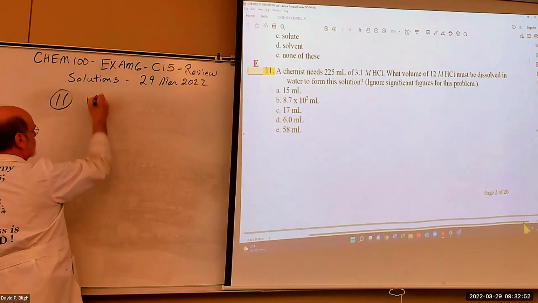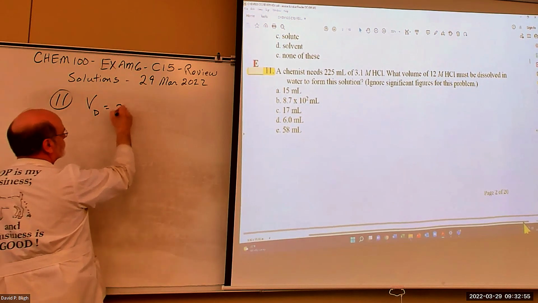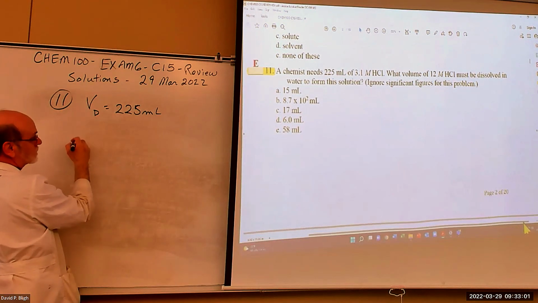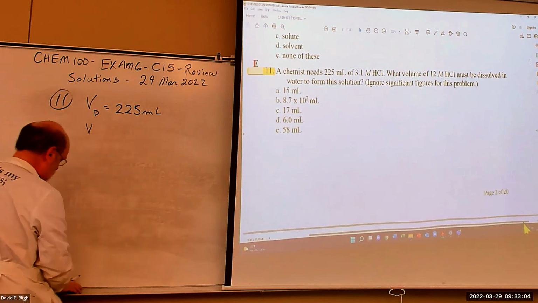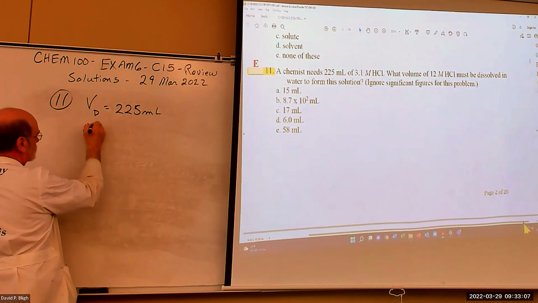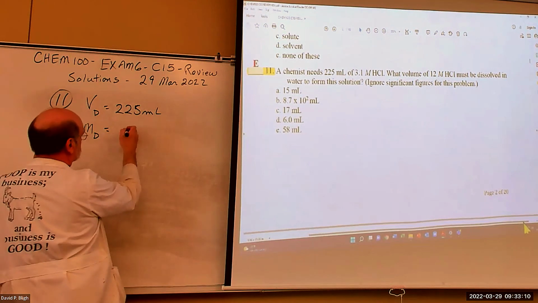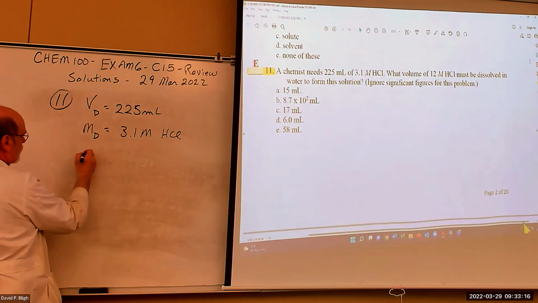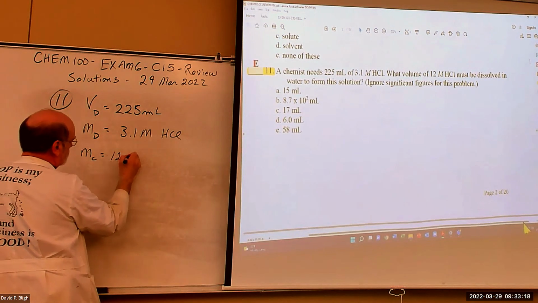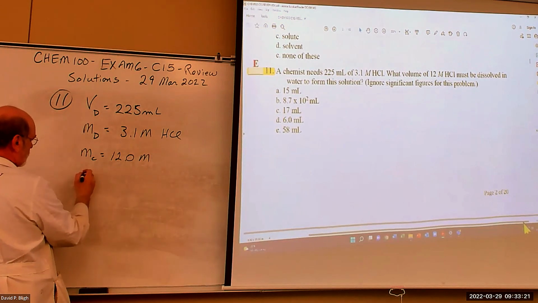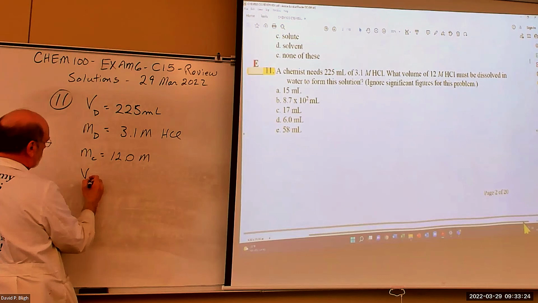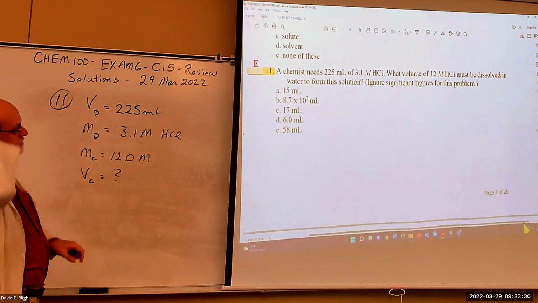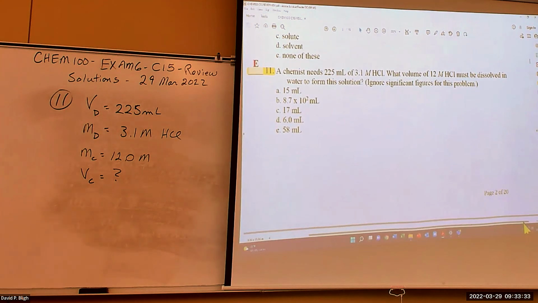So if you want to end up with a dilute volume of 225 milliliters, and the dilute concentration is 3.1 molar, from a concentrated solution of 12 molar, then we can calculate how much of the concentrated solution is required to dilute to this volume. And the answer is in milliliters.